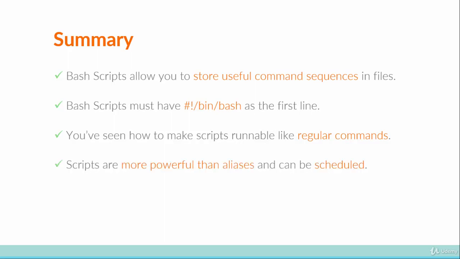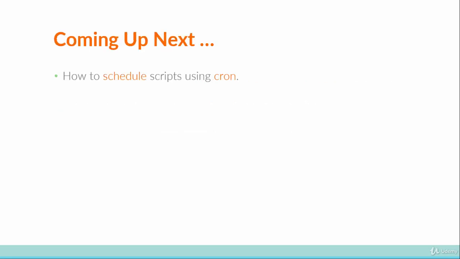But the bottom line is that scripts are more powerful than aliases, and scripts can be run at any date or time that you like, which allows you to automate your workflows. And it's precisely that scheduling that we'll be coming on to in the next video. So in the next video, you're going to learn the true power of shell scripts by learning how to automate them using an incredibly useful utility known as cron. So to learn how to schedule automated tasks, I'll see you in the next video.